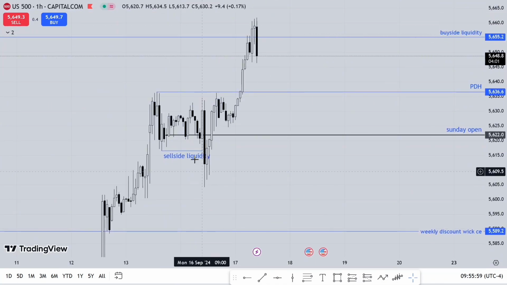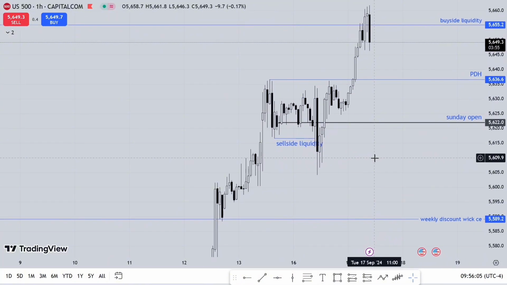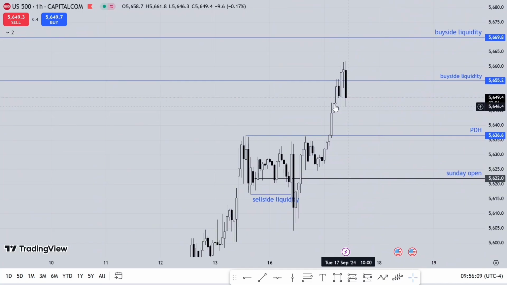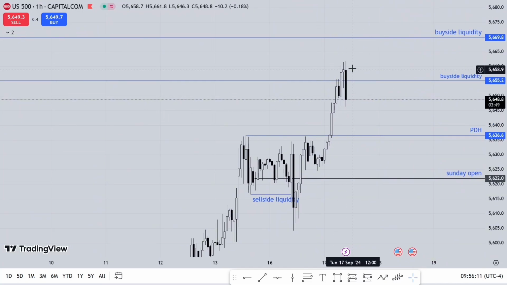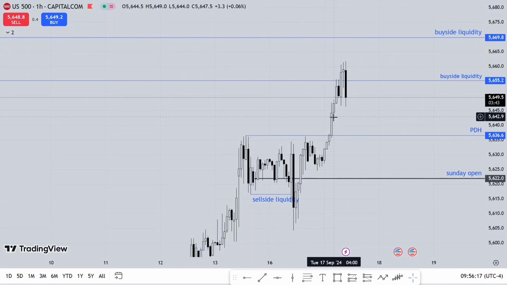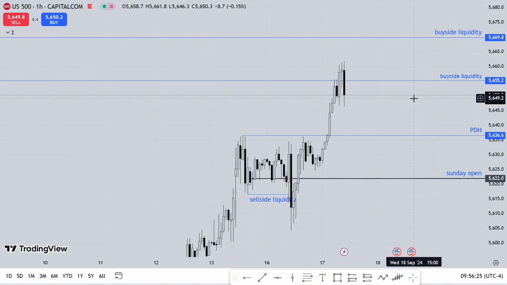So after we took out sell side liquidity, we had a rally higher. So this is the first stage. I'm interested in this imbalance. Let's see if we trade to this imbalance and then rally higher, or we just keep trading like this.